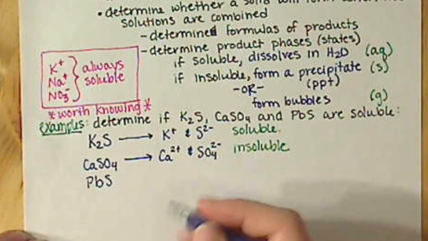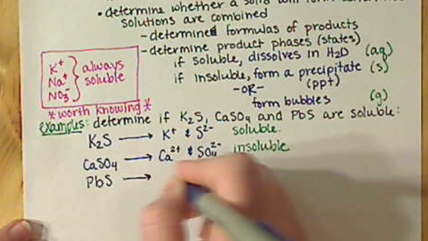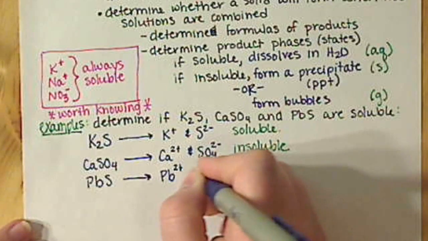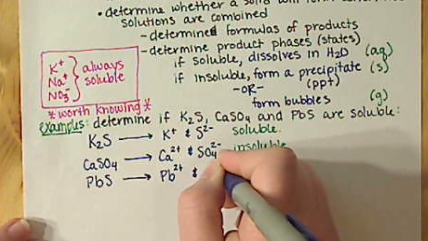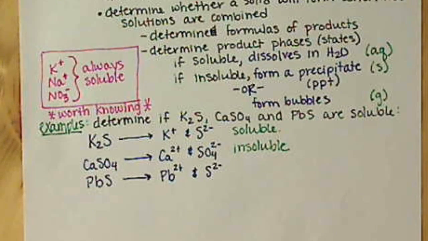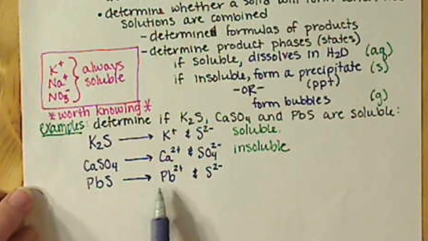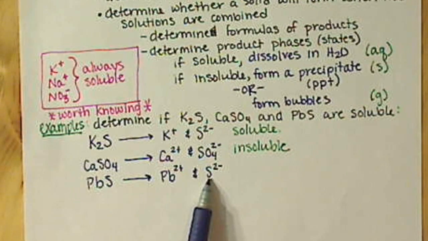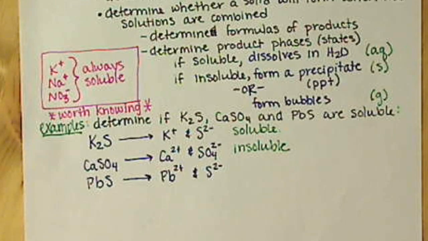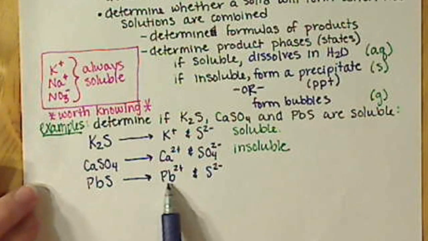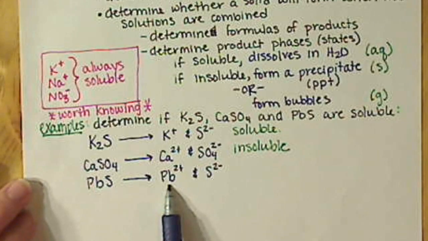All right. So for our solubility here, we have Pb2+ and we have our sulfide ions. Lead 2+ isn't on our solubility rules, so we have to look up the sulfide ion, and we'll see there that only alkali metals and ammonium ions, the NH4+, sulfides are soluble.